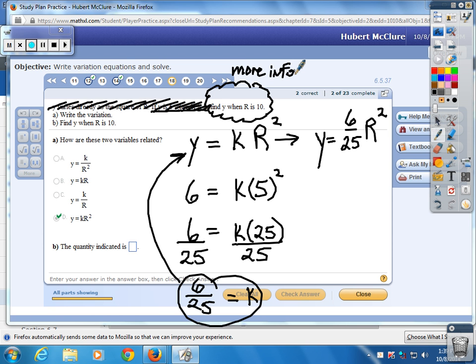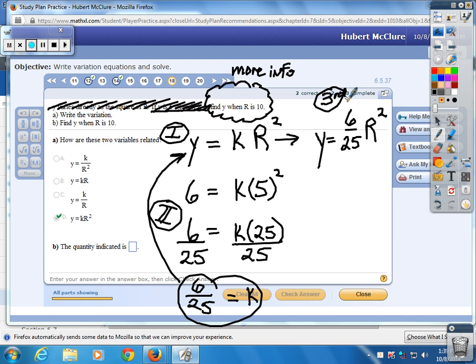If you've got too many numbers, then chances are there's going to be a comma in there, and it's going to say find blah, blah, blah, when something is something. And that's your more info. That tells you that there is a third part. Here is your first part. Here is your second part. And here is your third part. In other words, you got 3 parts to this question.